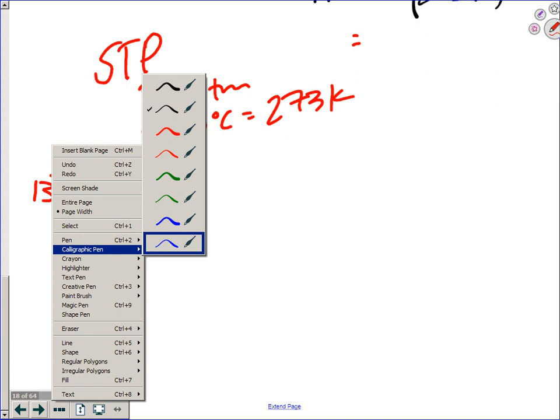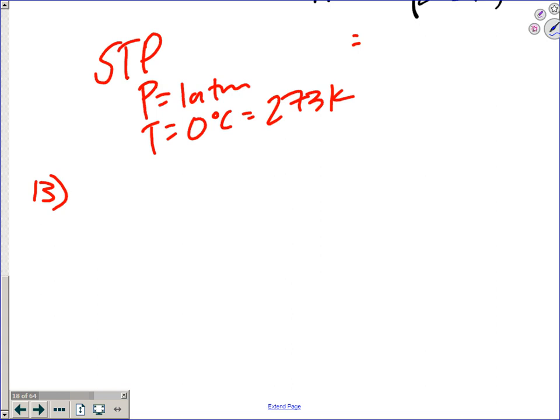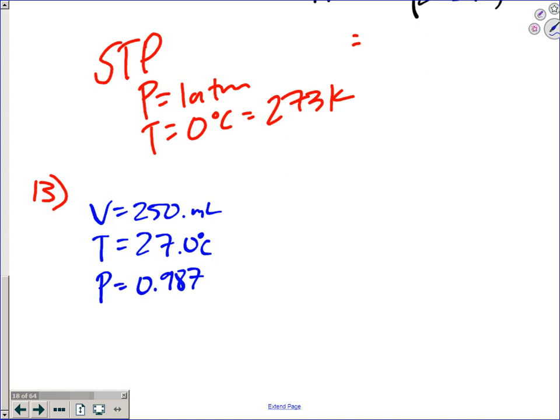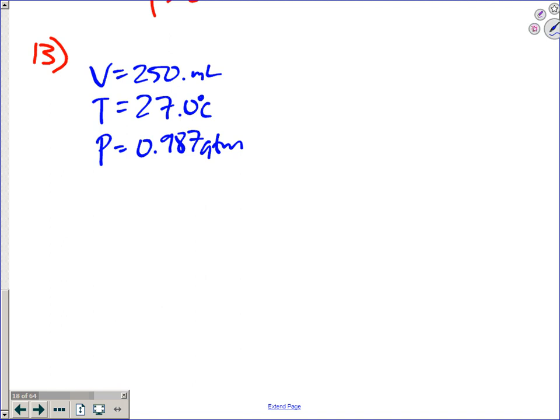A great chemistry teacher with superior lab skills collects 250 milliliters, that's volume, of a dangerous hydrogen chloride gas at 27 degrees Celsius and a pressure of 0.987 atmospheres. When reporting her data, she'll adjust her volume to STP. What will her volume be?